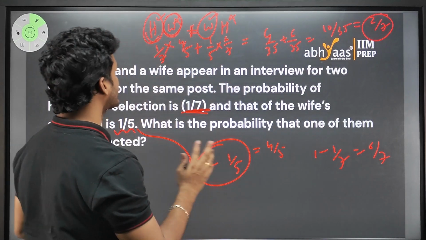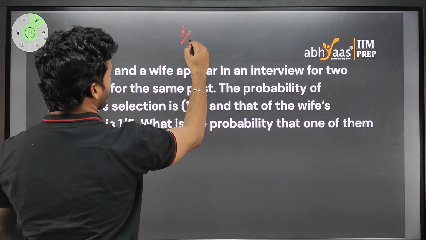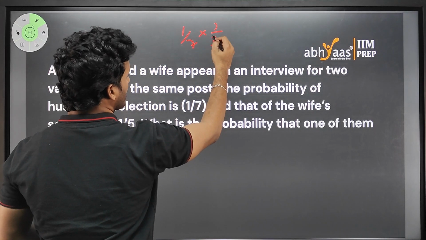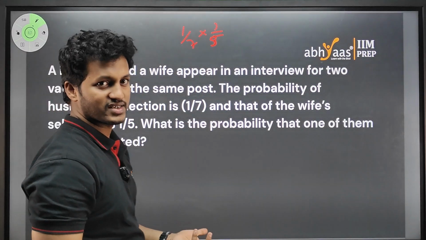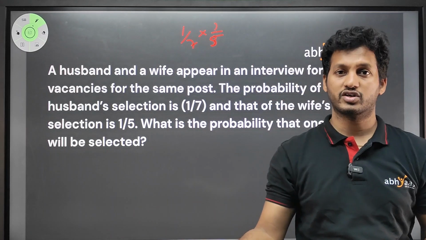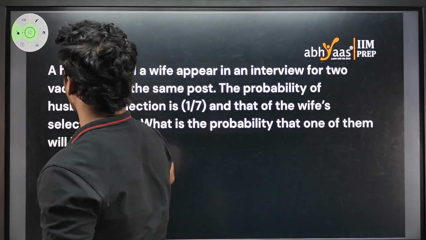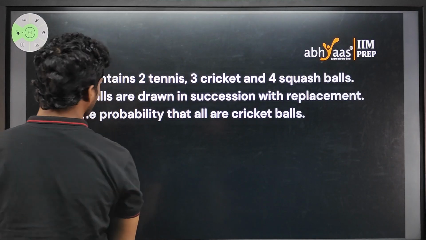Okay, what if the question is like this? Both getting selected. That means 1 by 7 into 1 by 5. Both have to get selected, right? Because there is no condition that if wife is selected, husband should not get selected, like that. So 1 by 35 will be the answer for that. Okay. Let's go to the next one.